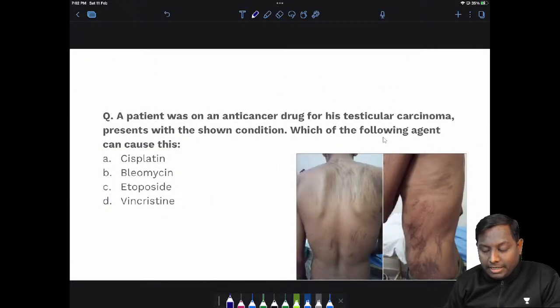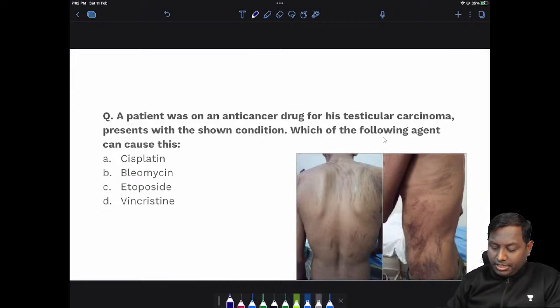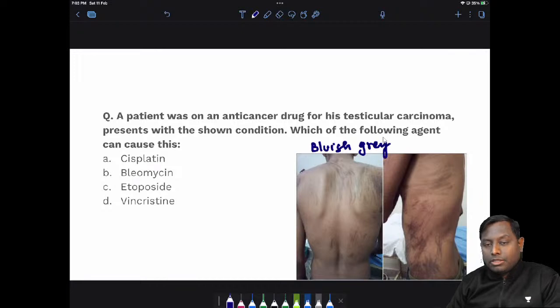A patient on an anti-cancer drug for his testicular carcinoma presents with the shown condition. Which of the following agents can cause this? So if you see here in the image, there is bluish gray या grayish blue skin discoloration. So मैं इसको बोलता हूँ, इस drug के नाम में blue word आता है.